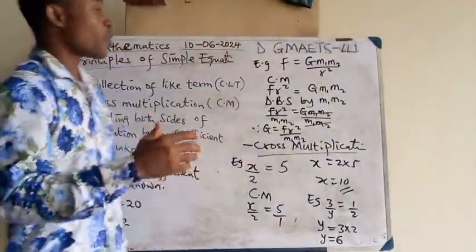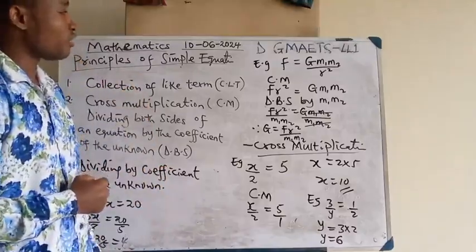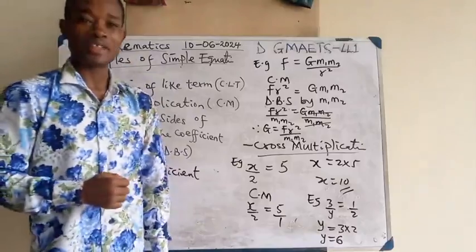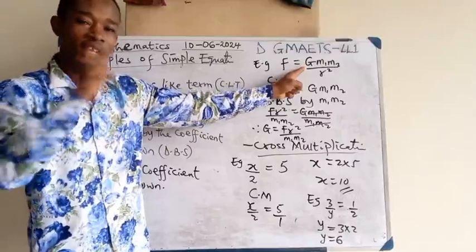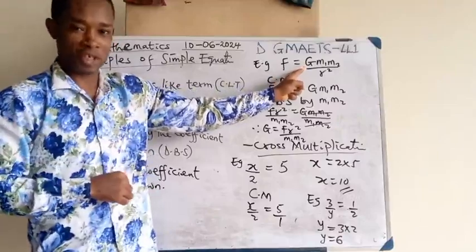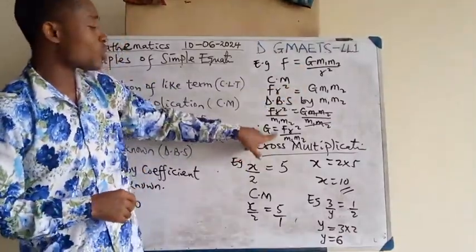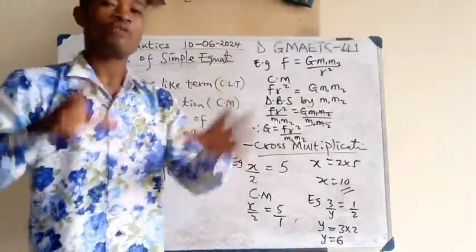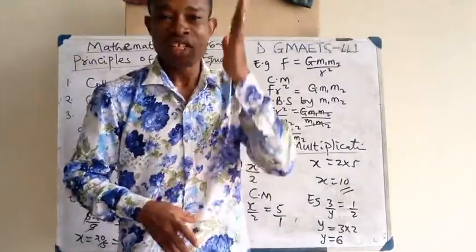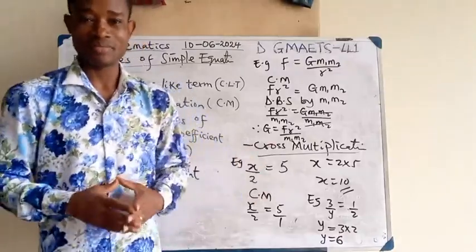Interestingly, the principle of cross multiplication and dividing both sides by the coefficient of the unknown was applied to make G, the universal gravitational constant, subject of the formula when we treated it in physics, under quantities and their units. To obtain that G is equal to F r squared all over m1 m2, so that the unit of universal gravitational constant, Newton square meter per square kilogram, can be obtained.